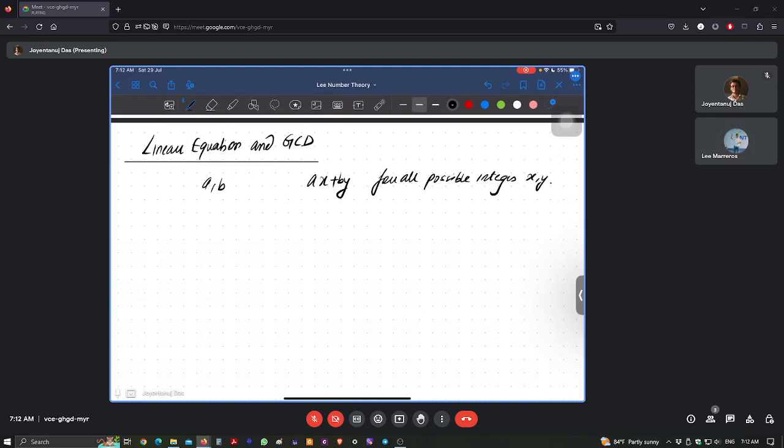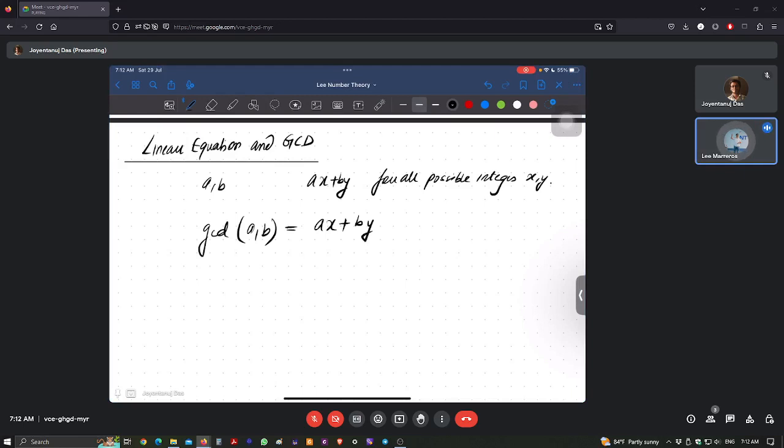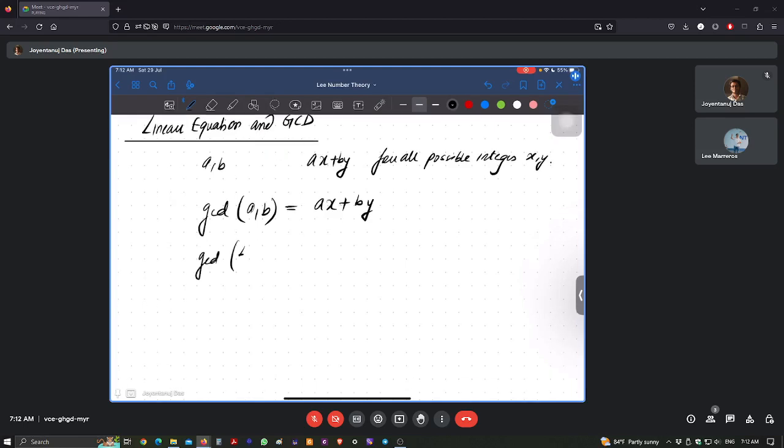So more generally, the GCD of a and b, we can write it in the form of ax plus by for some integers x and y. Like the Euclidean algorithm, right? Okay. An example they're giving is the GCD of 42 and 30. So that is 6, right? We can write it as 42 times minus 2 plus 30 times 3. So this is a linear equation.